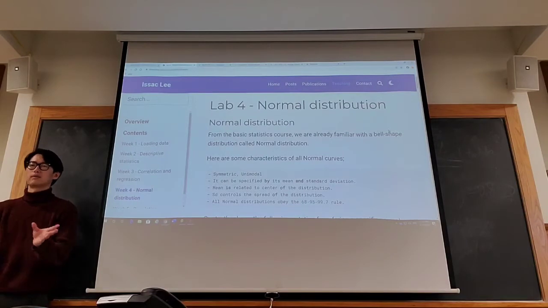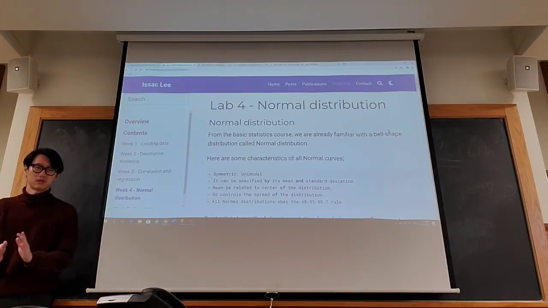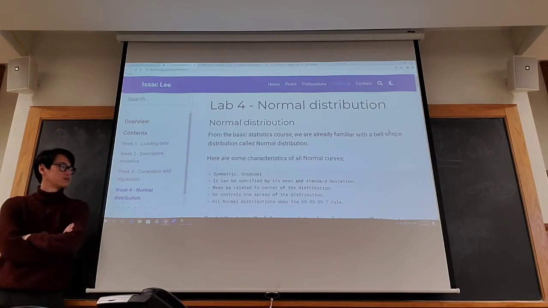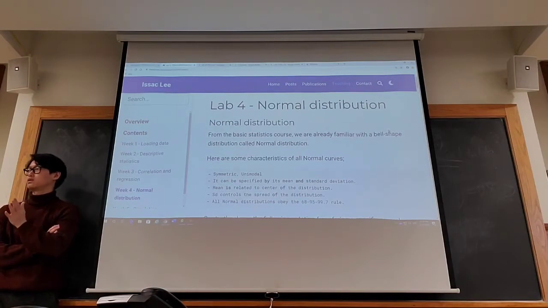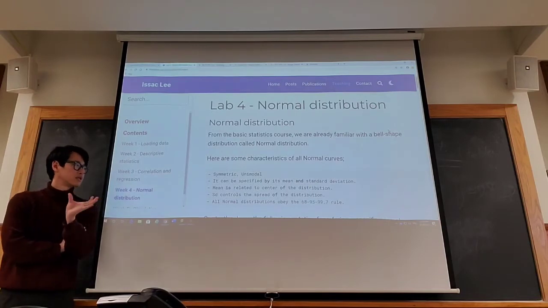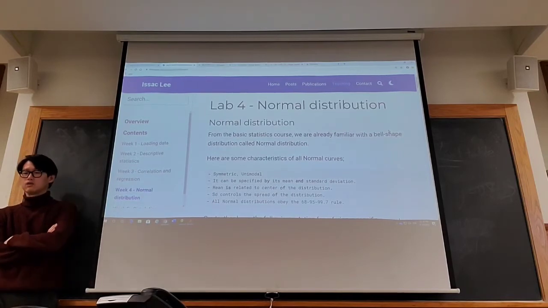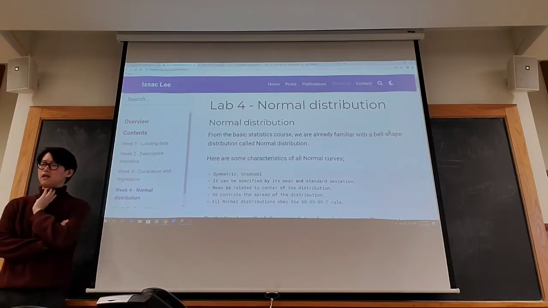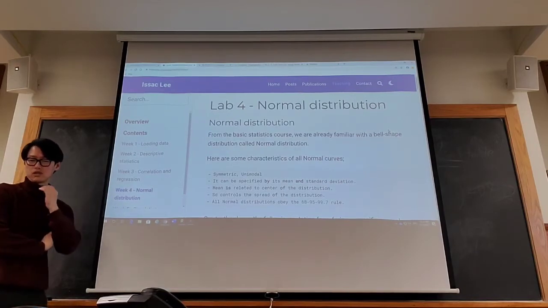So we can call them parameters. If you have information about the parameters of a normal distribution, you can specify the normal distribution. The first parameter is the mean, and the mean is related to the location of the distribution. And standard deviation controls the spread of the distribution. We're going to see these two things later. Also, one thing you should know about the normal distribution is that all normal distributions follow the 68, 95, 99.7 rule. We're going to study that today.